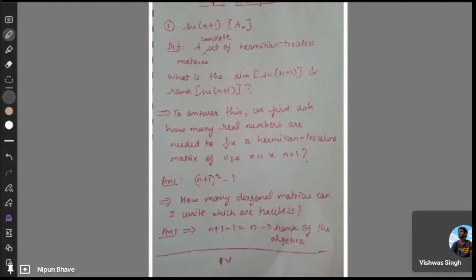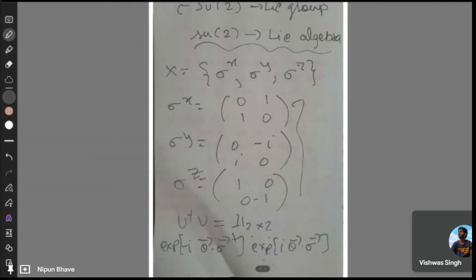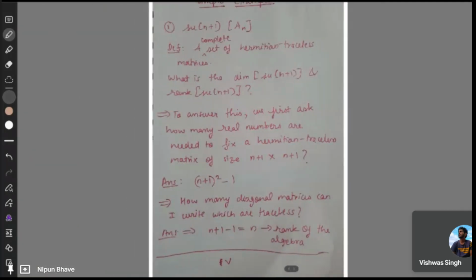Now, what is the dimension of SU(n+1)? To count it, you want to find the dimension of this vector space, that is, the number of independent Hermitian traceless matrices that I can write of order n plus 1 times n plus 1. The answer is (n+1) squared minus 1. You can try this; it's very easy.